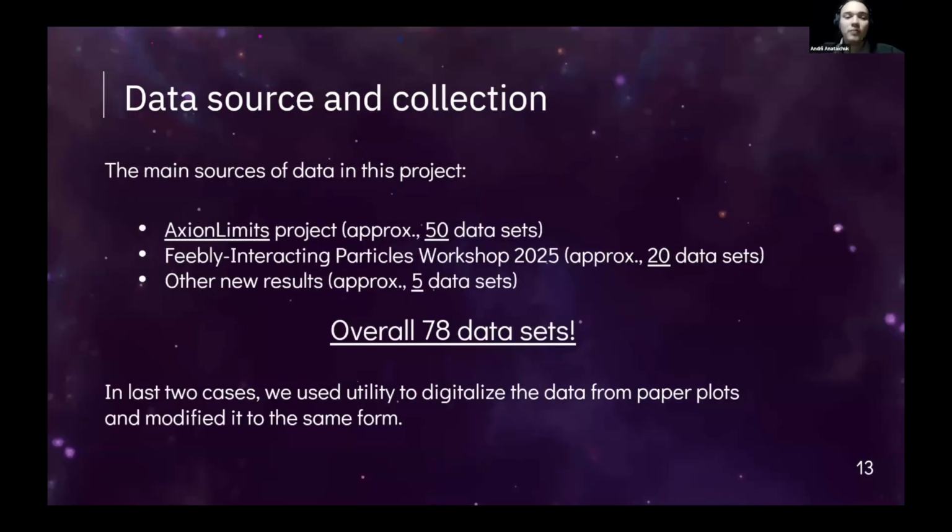So when we considered all the steps, of course we need to include our data. We used several sources for it. We used the Axion Limits project as a main source, so it was approximately 50 datasets. Also, we used the Feebly Interacting Particles Workshop 2025 for approximately 20 datasets and some other results. And overall, we get 78 datasets, which is actually quite a lot if you think about it.